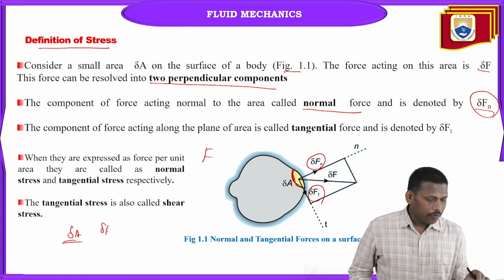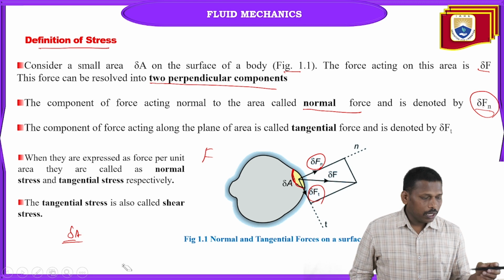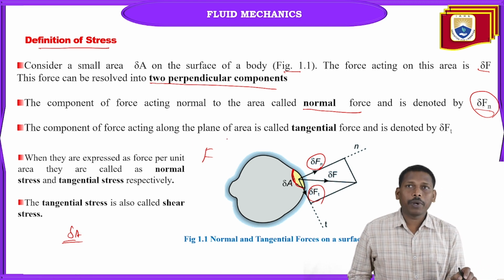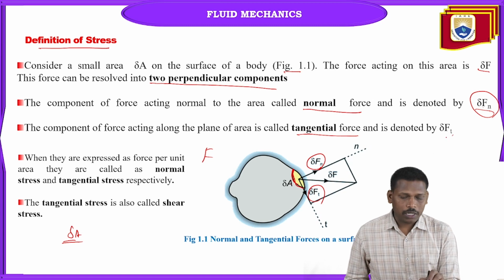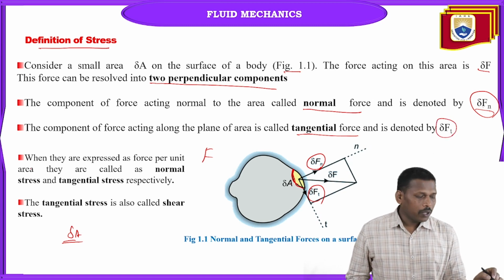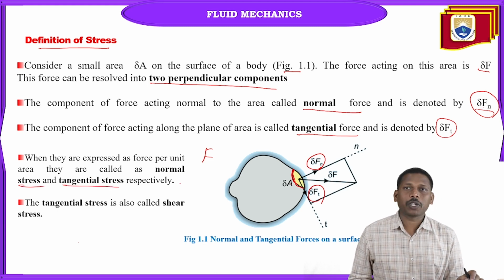delta F n, the normal force acting on the normal. Then the component of the force acting on the plane of area is called the tangential force, and it is denoted by delta Ft. When they are expressed as force per unit area, as I told, the definition of stress is load per unit area or force per unit area. When expressed in terms of force per unit area, they are called normal stresses as well as tangential stresses respectively.